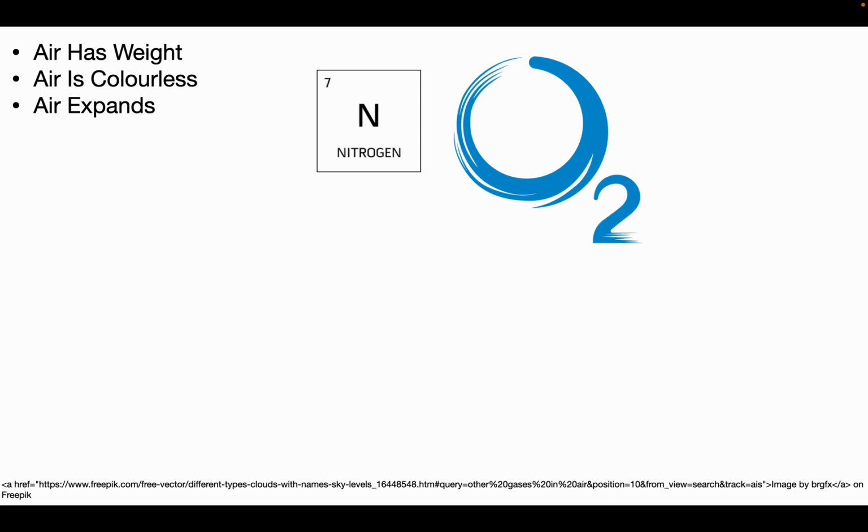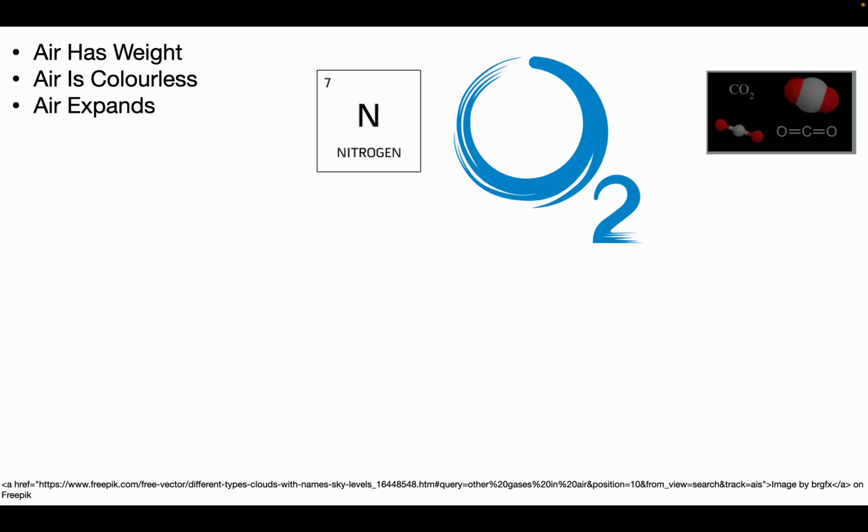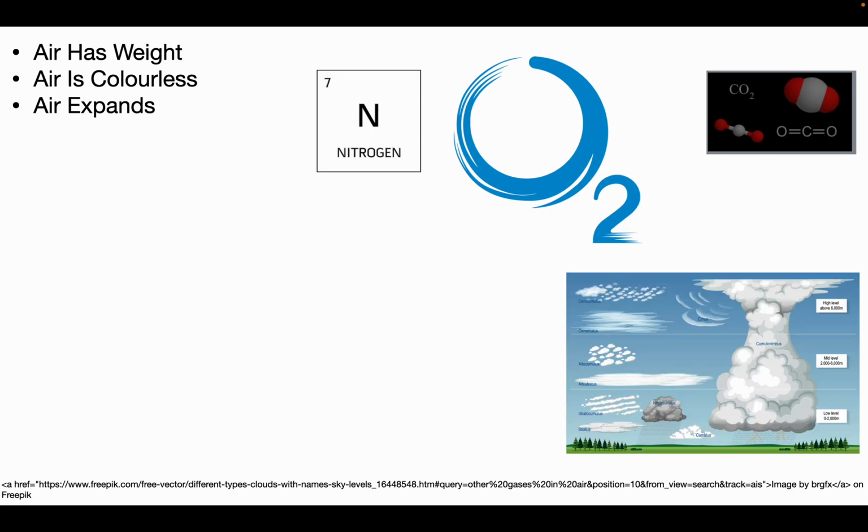We all know this, right? Air is a mixture of gases, and the two main constituents of air are nitrogen and oxygen. Apart from these, air also has a small quantity of carbon dioxide, water vapor, and other gases.